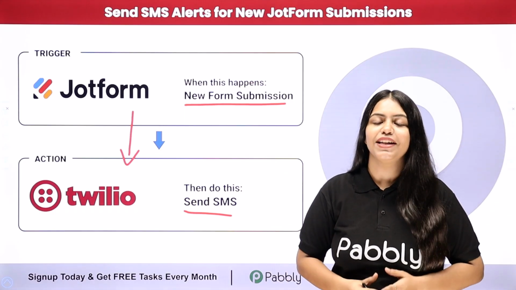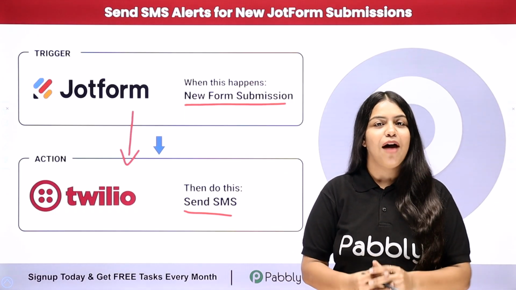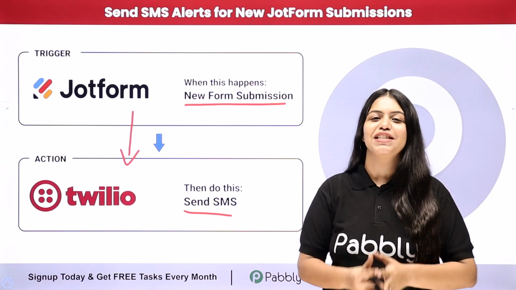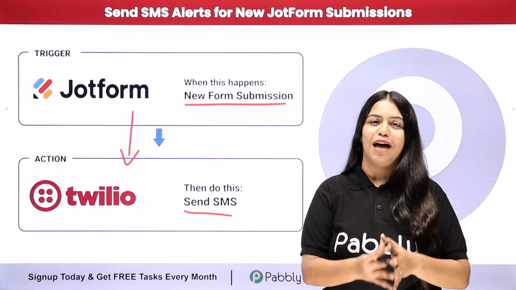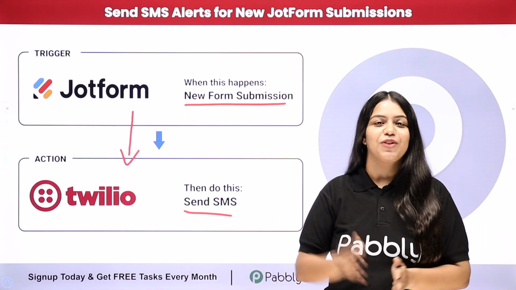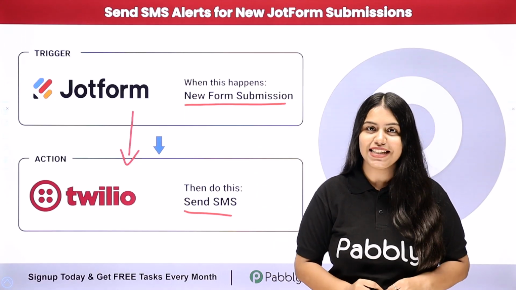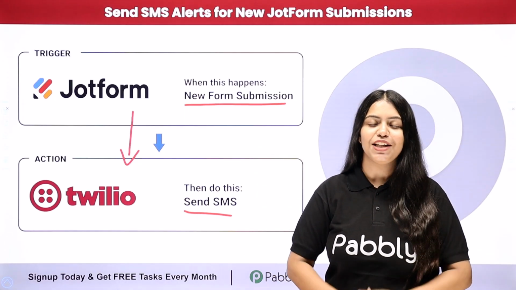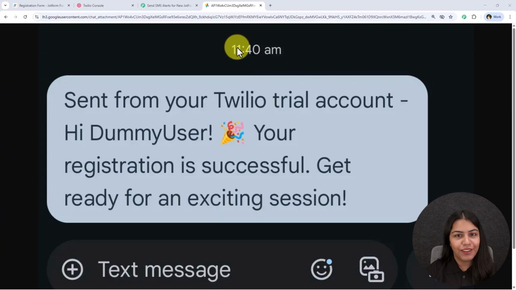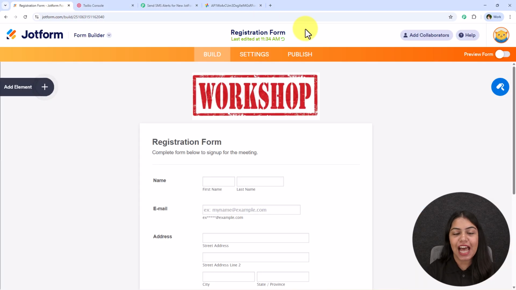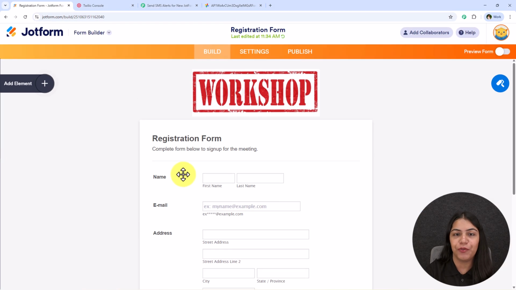And yes, we're going to create this connection without knowing any programming or coding language, using an amazing automation software which is Pabbly Connect. So if you also want to create this amazing automation for your own business, then for that you have to come with me towards my screen. Welcome to my screen everyone. So let's see how we can send automated SMSs like this towards our registrants we received from JotForm submission.